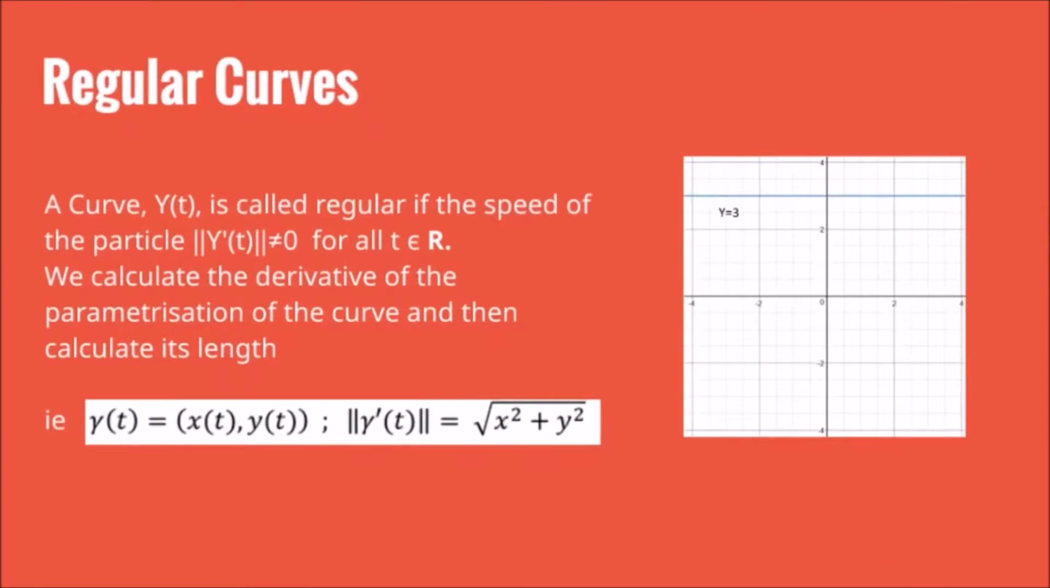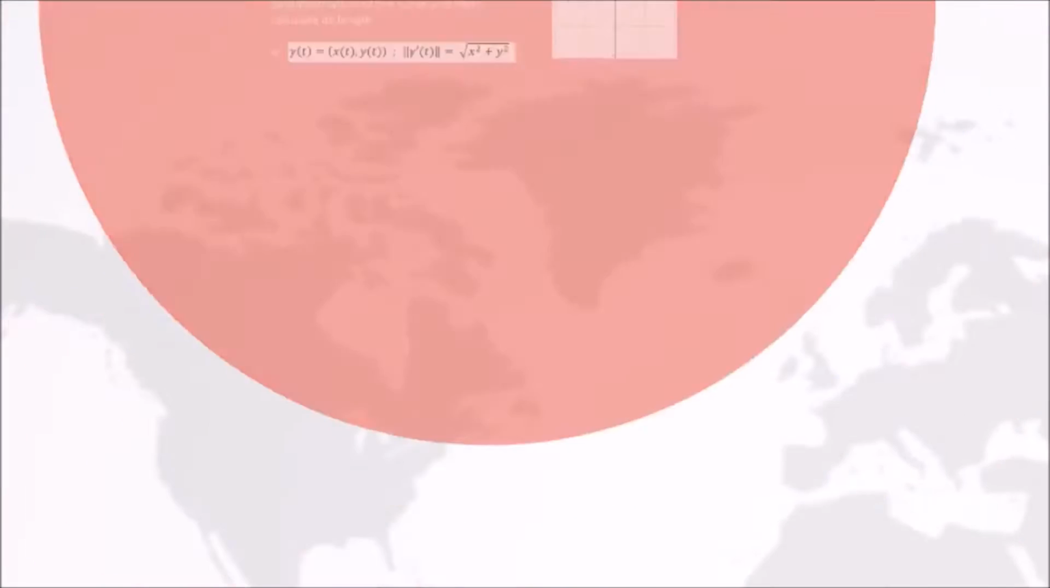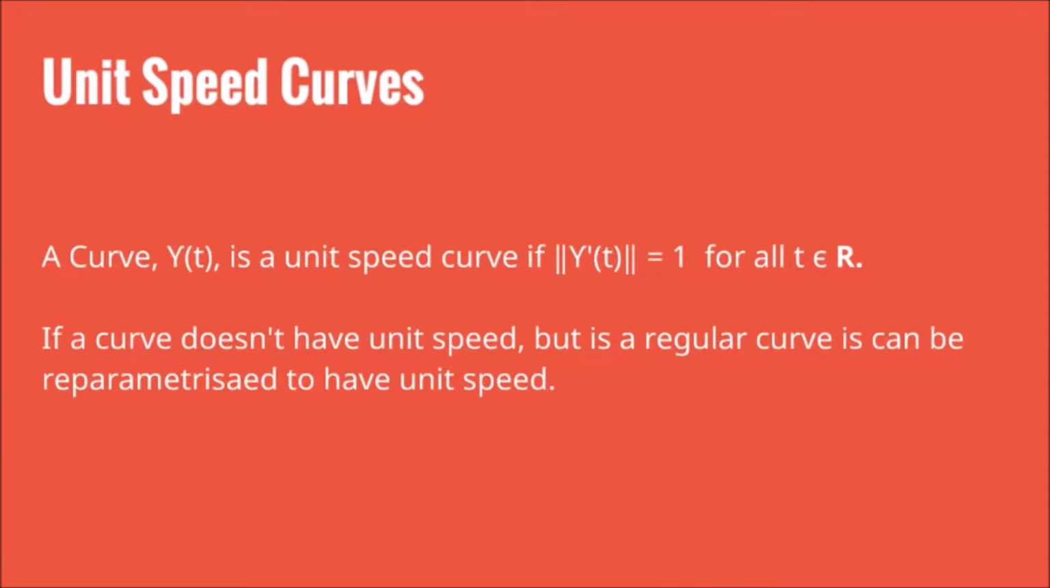A curve is defined to be regular if the speed of the particle at time t is never zero, i.e. it is never flat, at any point and is always increasing or decreasing. A very simple example of this is the line y equals 3, as shown in the graph. A curve is unit speed if the speed of the particle is 1 for all t.